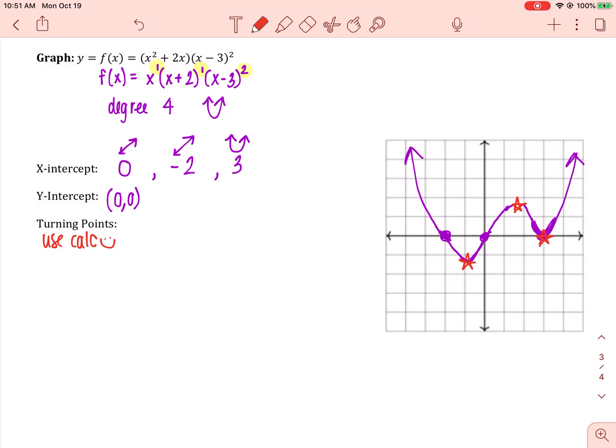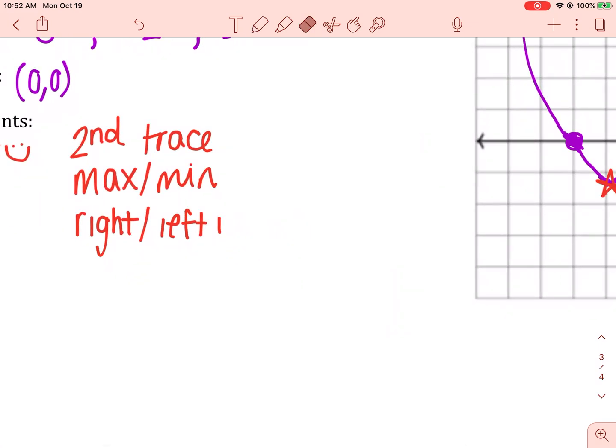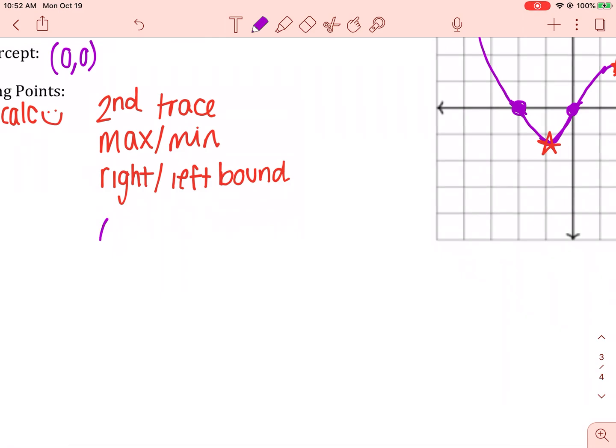So use our calculator. We're going to go second trace. You're going to choose max or min, depending on which turning point you are finding. You will deal with your right-left bound, like we've been worrying about. If I can spell hello today. And let's see. You should try this on your own, and let's verify you get the same answers as me.